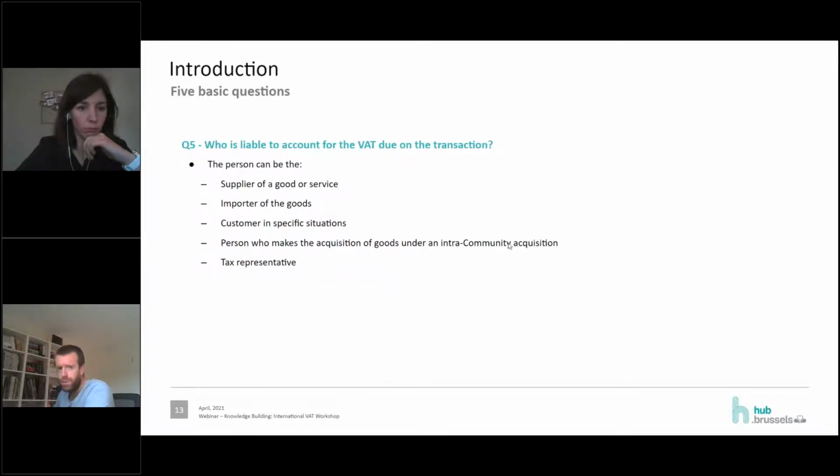And finally, who is liable to account for the VAT due on a transaction? That's your final question, one of the most important ones, because there it could be either the supplier, it could be the importer of the goods, or the customer in specific situations. We're going to provide you with some examples in this respect, where you will see that what we call the local reverse charge mechanism is applicable. Because now what we're mentioning is very abstract, hopefully it will be a bit clearer with some examples where we'll try to explain it as simply as possible.